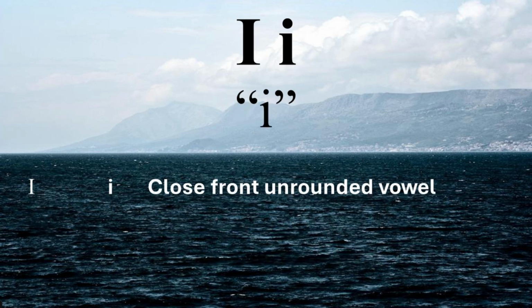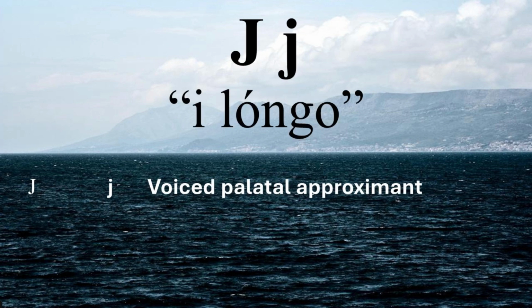I is simple, just a closed front unrounded vowel, I. I longo, similar to cesadia, isn't present in every variant of Venet, but when it is there, it makes a voiced palatal approximant, like ya, a ya.